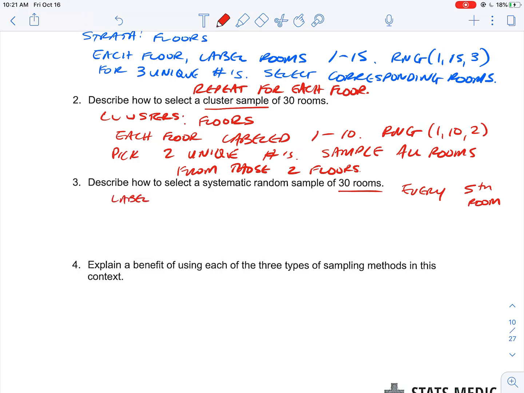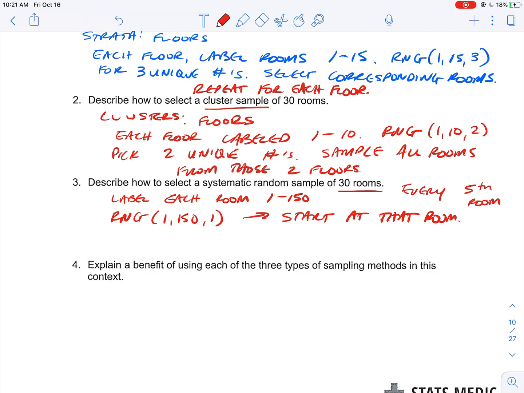So I will label each room 1 to 150. I would use a random number generator from 1 to 150. And I only need one number randomly selected, right? Because that's where I'm going to start. Then I do a sample every 5th room. So say I get the 47th room as my random number. I start at room 47, and I do every 5th room from there. And it carries around to the beginning, right? And I sample every 5th room.